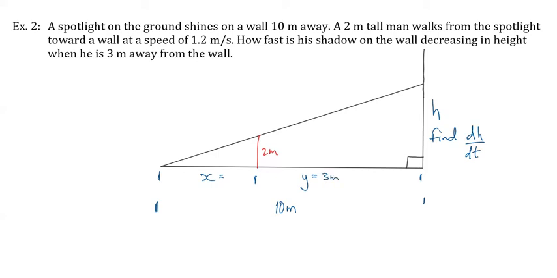What do you think, Daniel? dy by dt is negative 1.2 meters per second. Nice. So this distance is getting smaller. This distance is getting bigger.